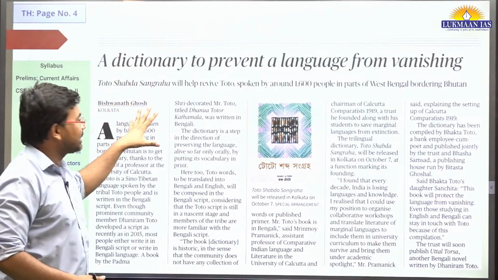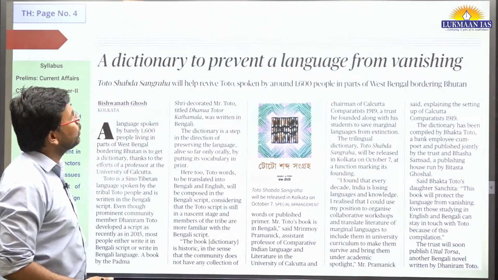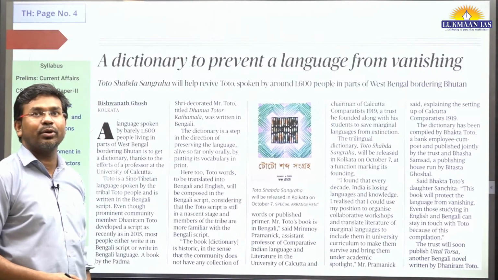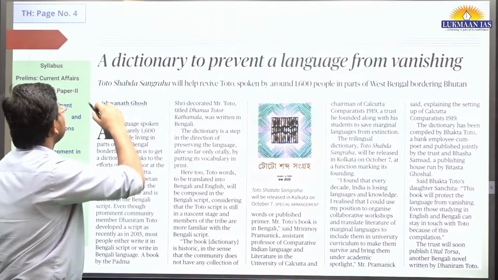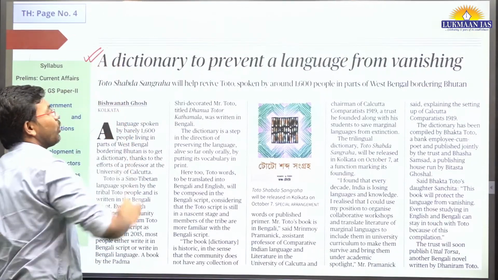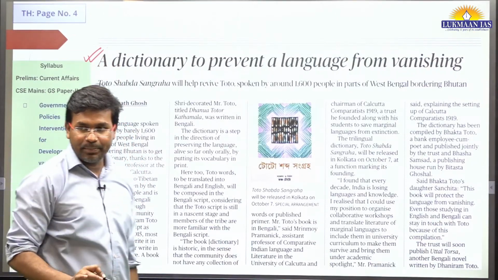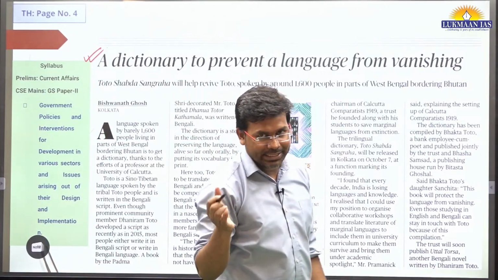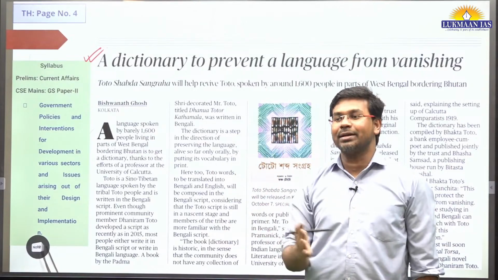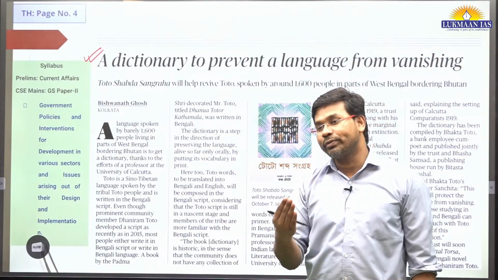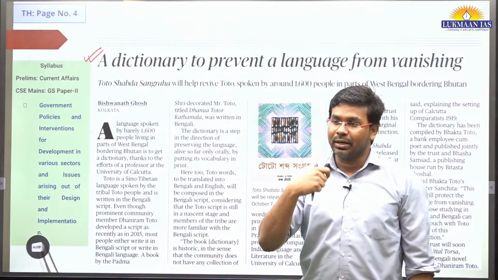Now this is another topic. It says: a dictionary to prevent a language from vanishing. This topic is important. It's related to art and culture. Why is it important? Because there is an organization known as UNESCO, and this organization releases an atlas of the languages that are vanishing.